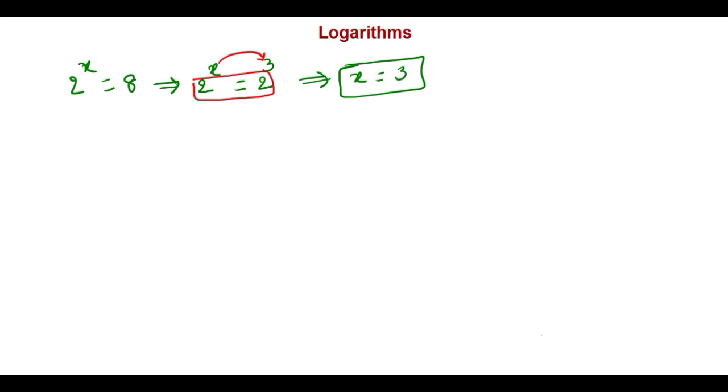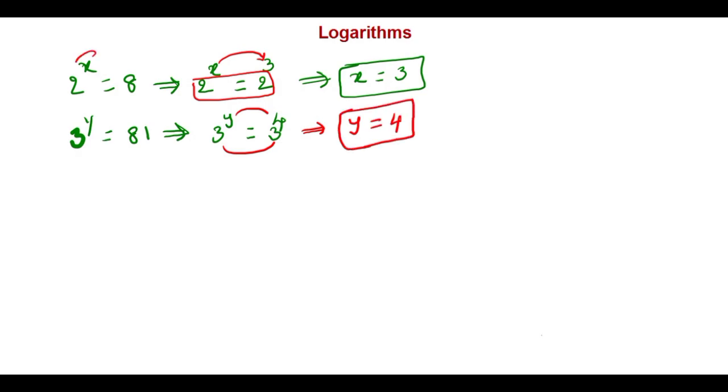Suppose you have 3 to the power of y equal to 81. How to write this? We write 81 as 3 to the power of 4. Again the bases are equal, so the powers are equal, and we write y is equal to 4. So we can find the value of x or y like this, using the concept you already learned in the exponents chapter in the previous classes.